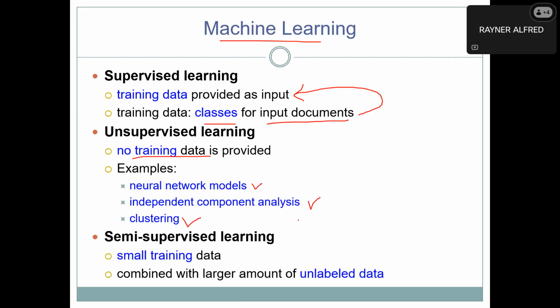We also have semi-supervised learning, where we have small training data, which means we only have a small portion of the data that has labels. So we combine it with a larger amount of unlabeled data.